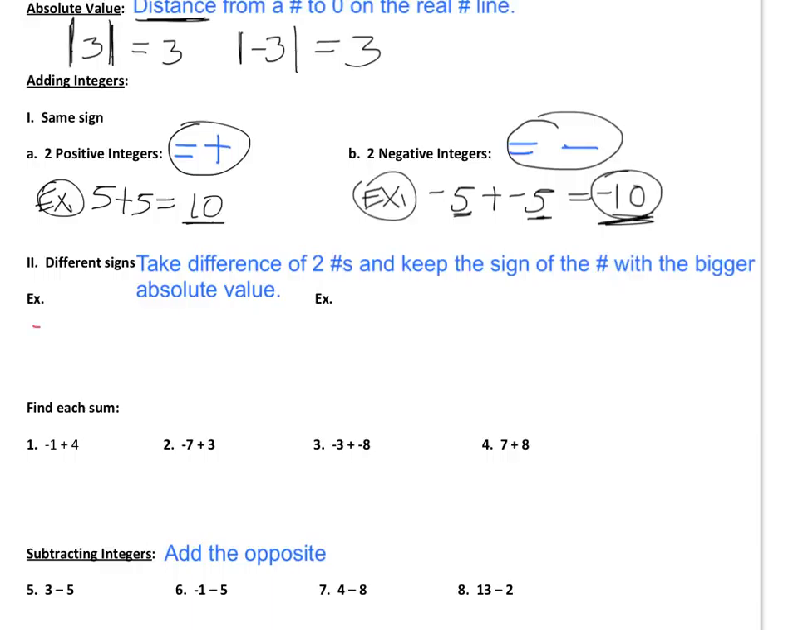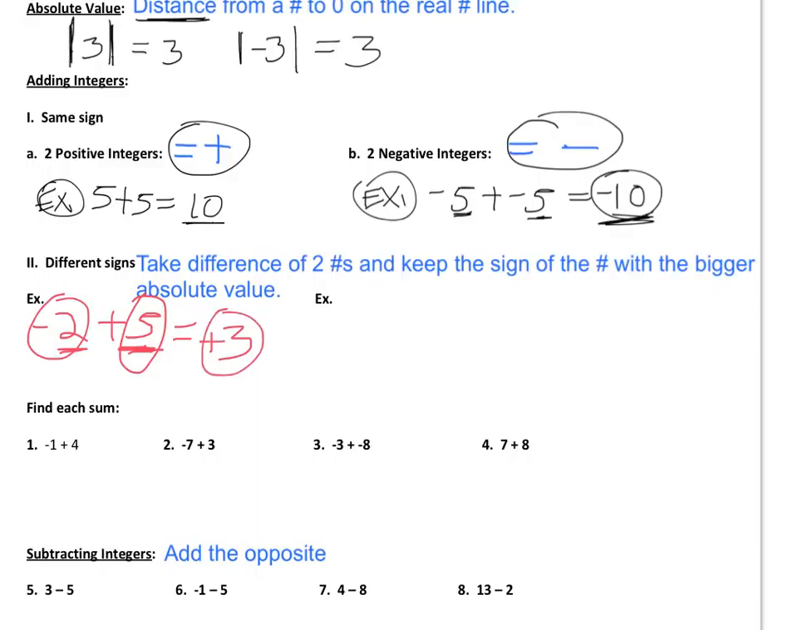Let's say we have negative 2 plus 5. All right, so you're adding a negative and a positive. What you would do is you would take the difference of their absolute values. We know the absolute value of negative 2 is 2. So if you take the absolute value of 5 and negative 2, we get 5 and 2, and you take the difference of it, 5 minus 2 is 3. Now the number that has the bigger absolute value is this one. Absolute value of 5 is 5. Absolute value of negative 2 is 2. So since this is positive, our answer is going to be positive 3.